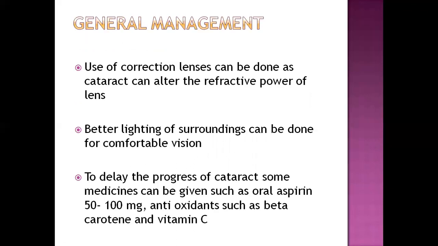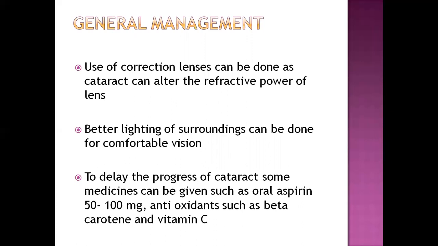Management can be divided into general management, surgical management, and nursing management. General management includes use of correction lenses first. Cataract might cause refractive errors, so use of corrective lenses can help the patient visualize the surroundings and the screen properly. Cataract can alter the refractive power, so correction lenses can be used.